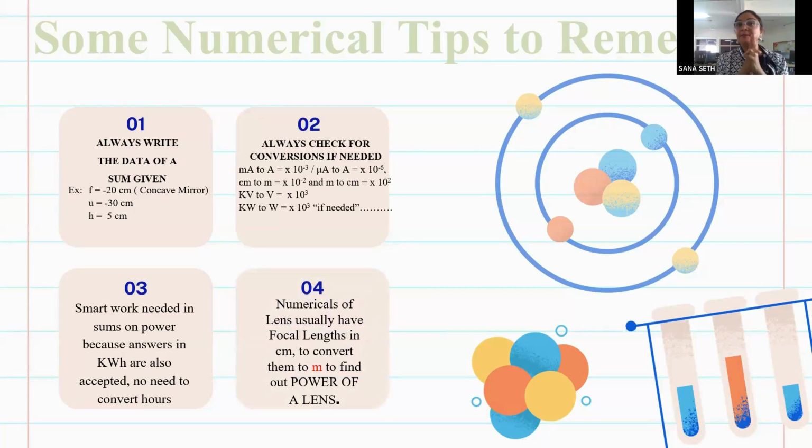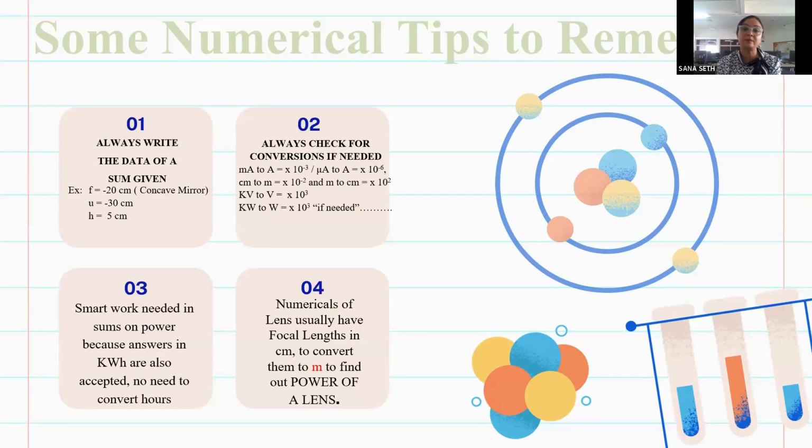This is another place where kids make a lot of mistakes. The formula of power, P is equal to 1 upon f in meters. Usually in numericals, focal length is given in centimeters, in most numericals, 95% of numericals. So immediately you substitute 1. Say focal length is plus 20, you substitute 1 by 20 and you say the power is 0.05. That's wrong. You forgot to convert it. It should be 1 by 0.2. So this is one place where kids make a lot of mistakes.